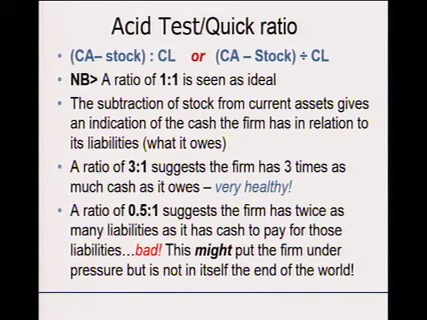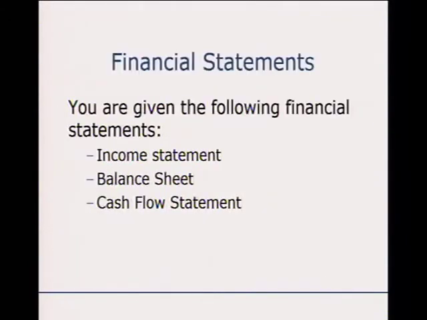A ratio of 0.5:1 suggests the firm has twice as many liabilities as it has cash to pay for those liabilities. That is bad, because what does that mean? It means for every dollar that we are expected to pay within the next 12 months from now, beginning today, we only have got 50 cents. So when the dollar falls due, we cannot be able to pay it, which is bad.